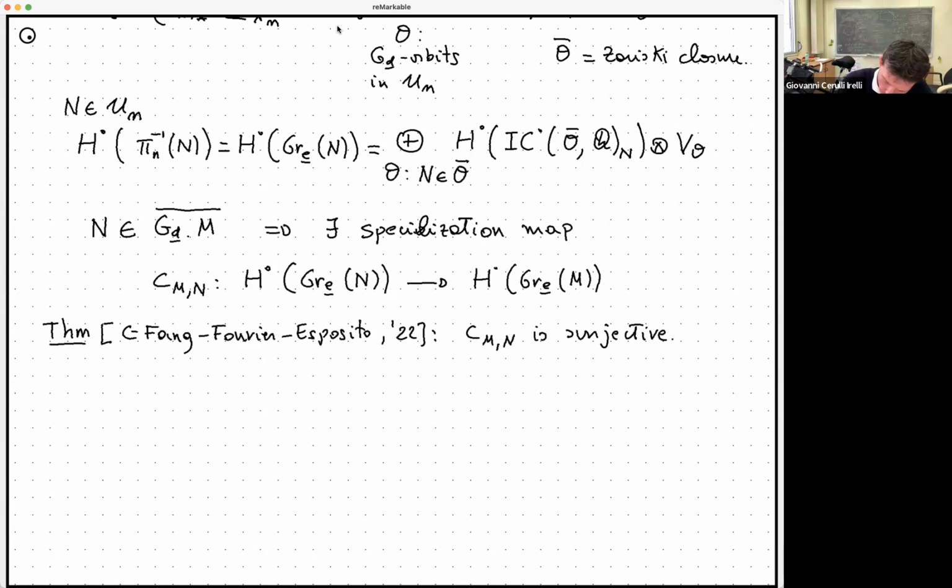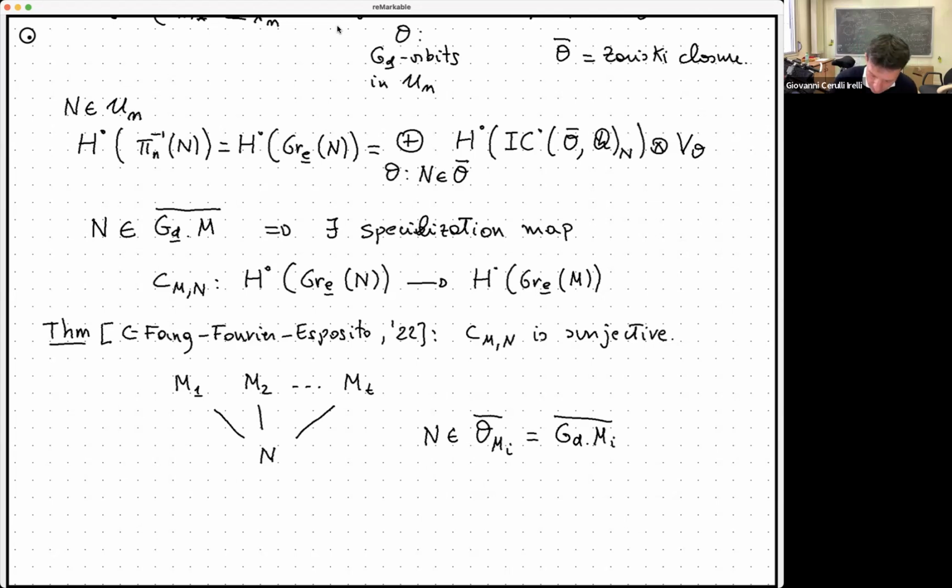And now consider only the minimal degenerations. So suppose that n is in the closure of, say, t representations M_i. This symbol here means that n belongs to the orbit closure of M_i, the G_d M_i closure, and this is minimal. So in the covering relations, that is the orbit closures, this is just a covering. Okay, so minimal.